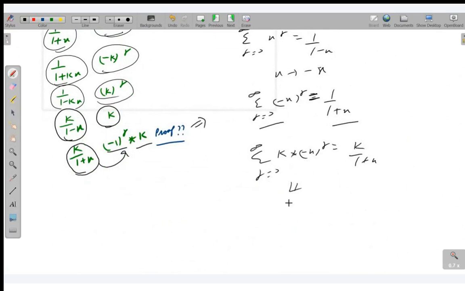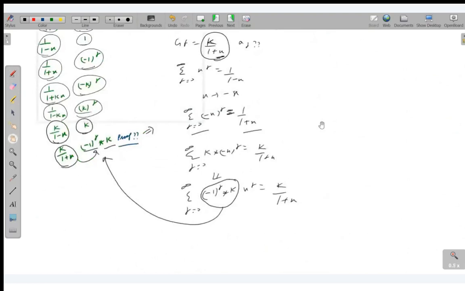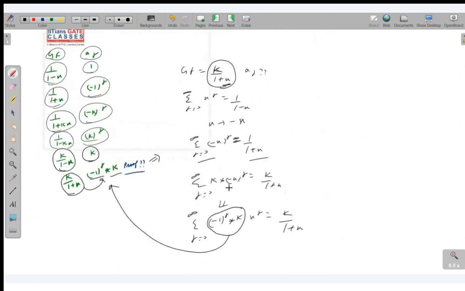So the next thing: minus 1 power r multiplied by k, sigma r equal to 0 to infinity x power r, is equal to k upon 1 plus x. So what is the numeric function? This only, which I have written. I think there should be no doubt here. K is inside, k is outside, I think that is very obvious. Yes, sir. Now please take a snapshot, I will jump to the next slide.